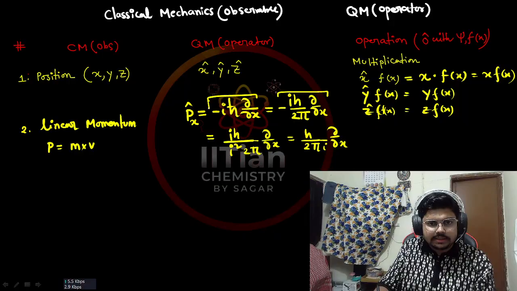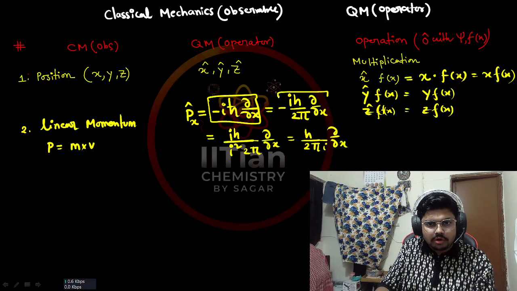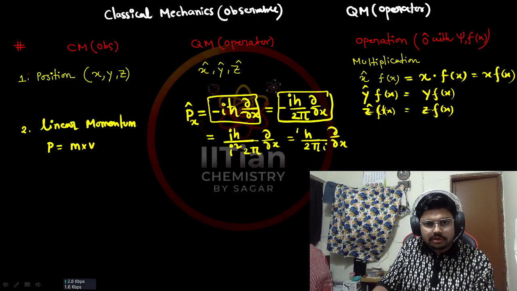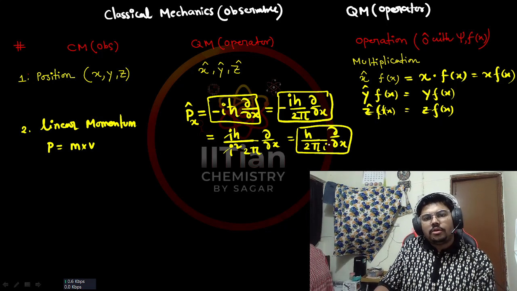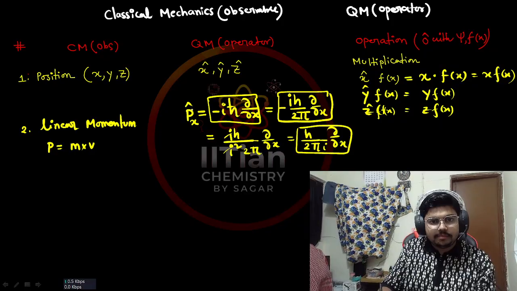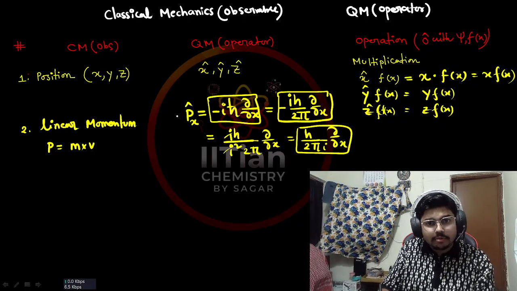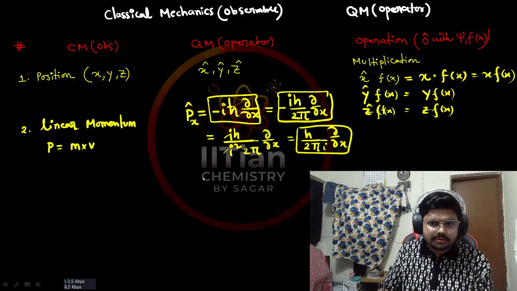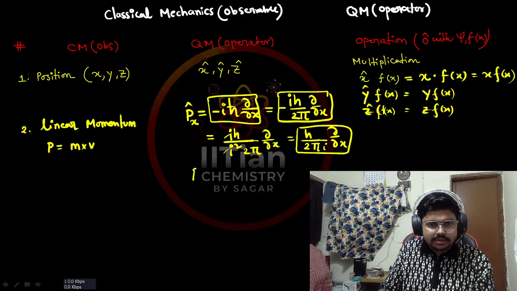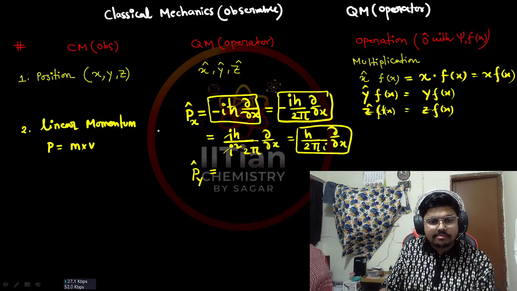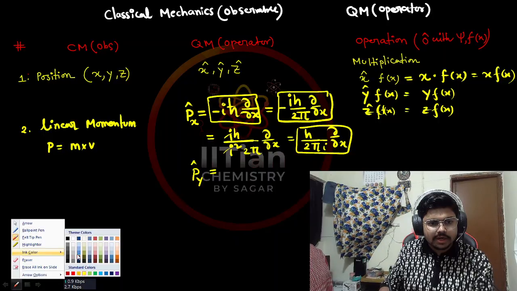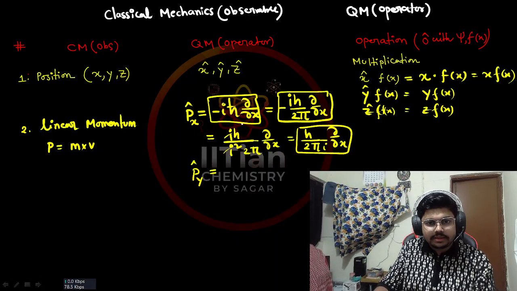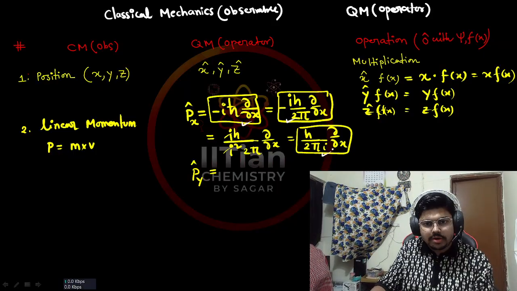So either this term or this term or this term, you can get the position and the linear momentum operator in quantum mechanics. Now you can write the py operator. That means linear momentum in the y direction. This will also be simple. You just try to write in the same way. These three forms, you just write without looking at the board.